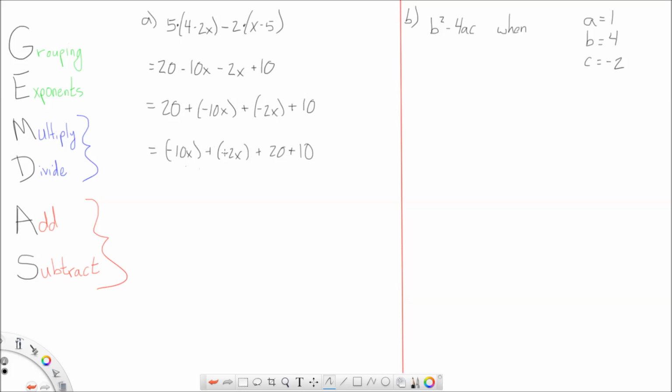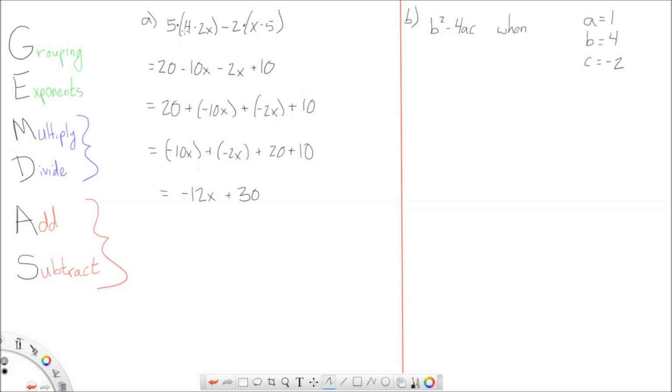Alright, now I have all my like terms together, so I'm going to combine them. Here I have a negative 10x and a negative 2x. Those are going to combine to give me a negative 12x. Alright, I can only combine those together, and I can only combine these together to give me 30. Alright, so this original expression up here is going to simplify down to negative 12x plus 30.